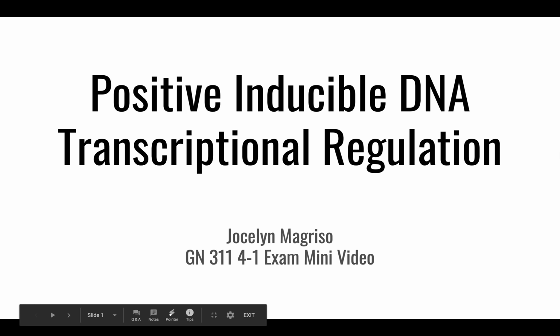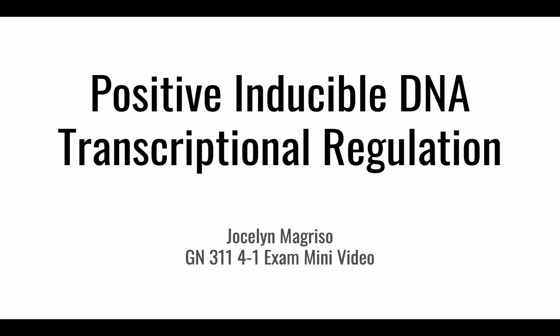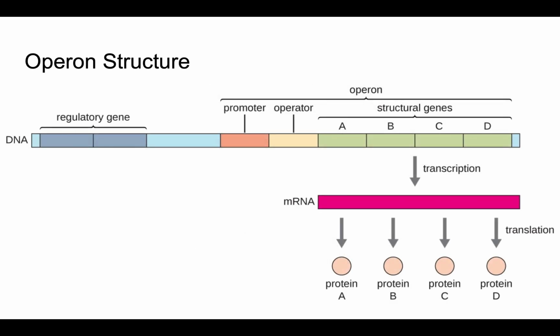We'll be discussing positive inducible DNA transcriptional regulation. The purpose of this method is to ultimately increase DNA transcription. The operon is a region of DNA that contains clusters of related genes. It includes a promoter region, an operator, and genes to be transcribed and translated.